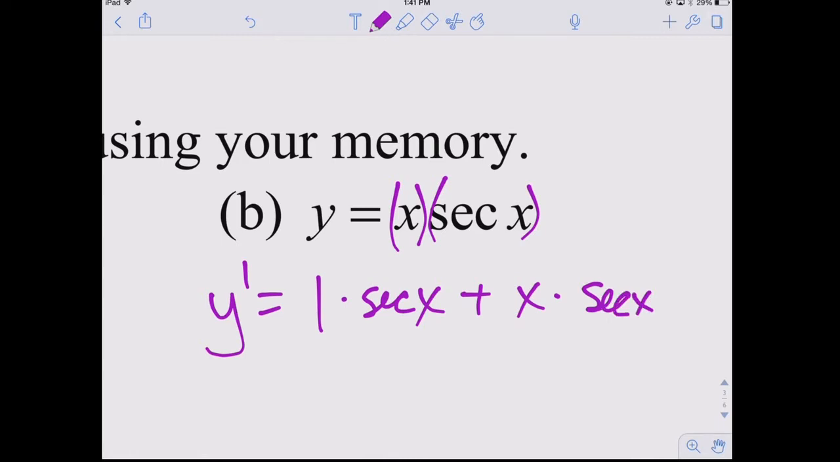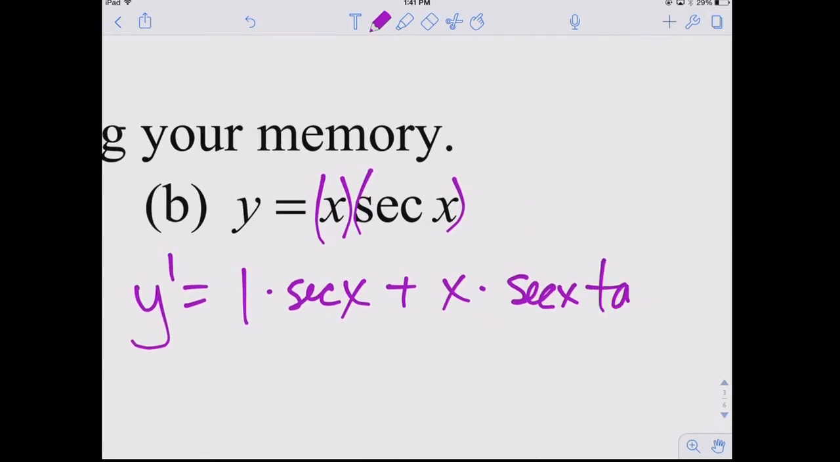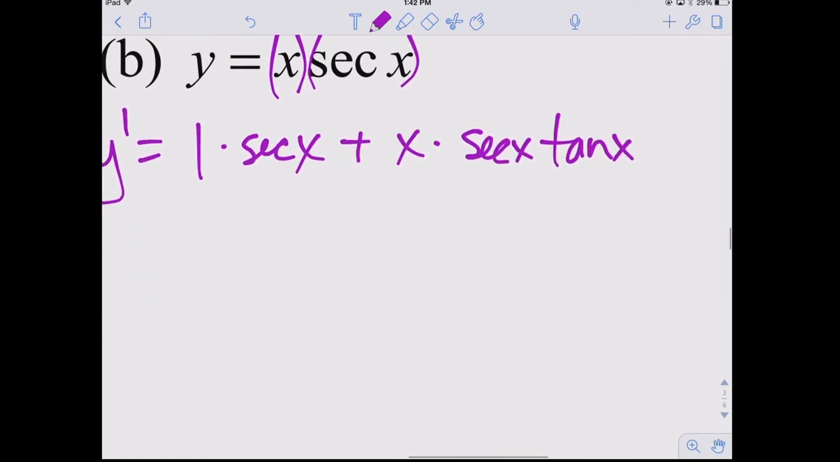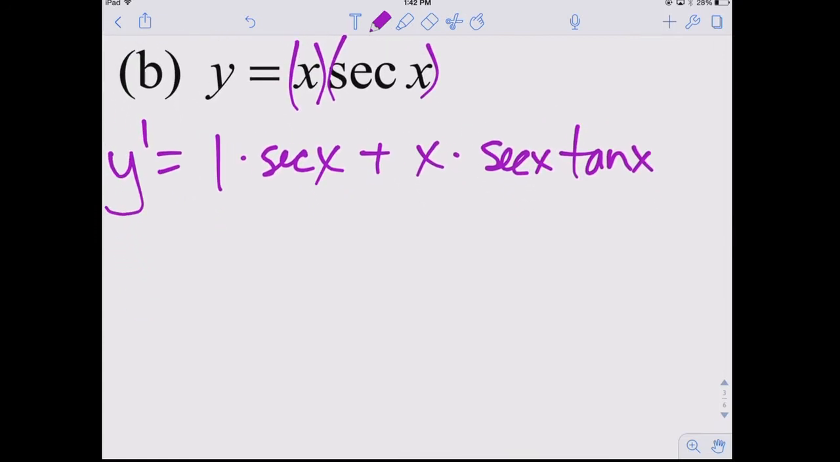I like the secant x tangent x. Remember, when is the trig derivative going to be negative? When it starts with co. Yeah. So secant is just positive secant times positive tangent. Cosecant would be negative cosecant cotangent. And essentially, we're done. There's the derivative.